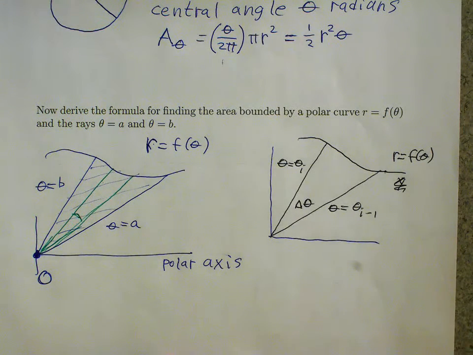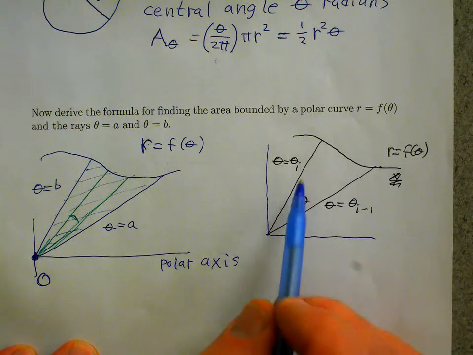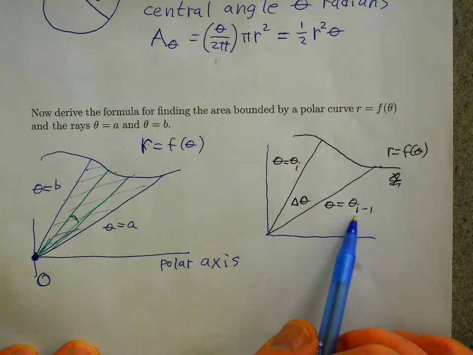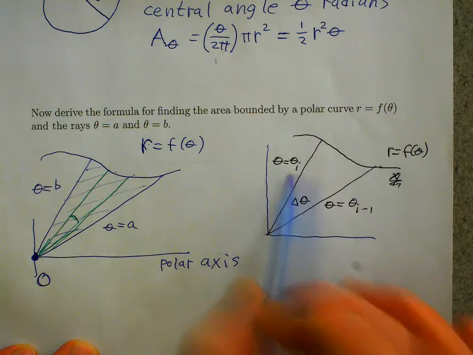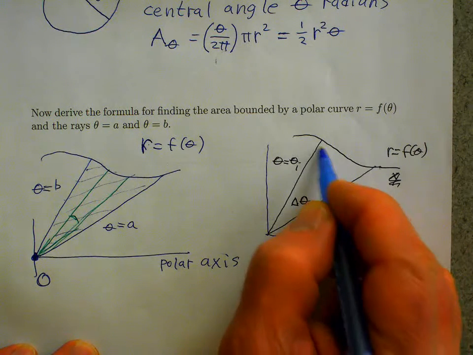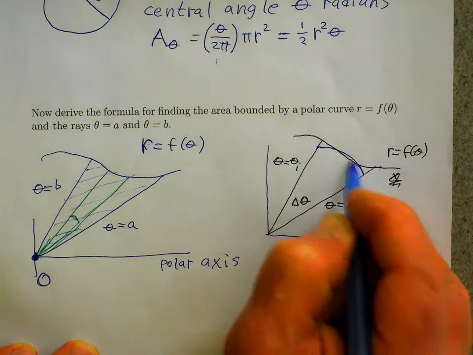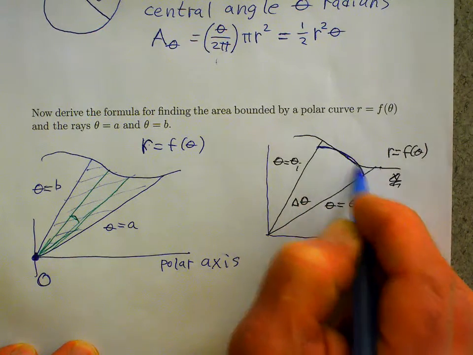So for a particular theta value between theta sub i minus 1 and theta sub i, we use that as the radius of a sector of a circle.